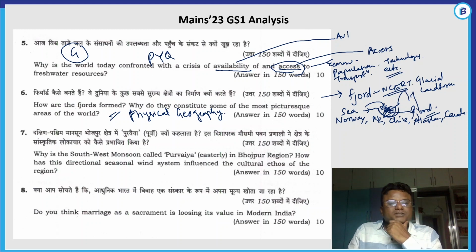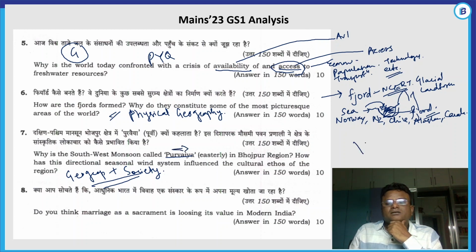Next is an interesting question. Why is the southwest monsoon called Purvaiya in Bhojpuri region? How has the directional seasonal wind system influenced the cultural ethos of the region? Now you see here, this is a geo plus society combination of subjects, right? So Purvaiya, because it comes from easterly.